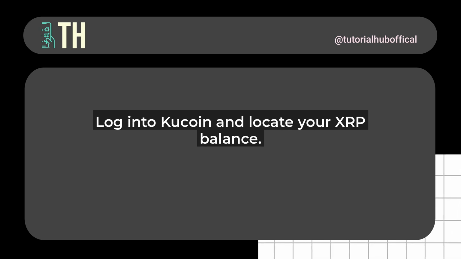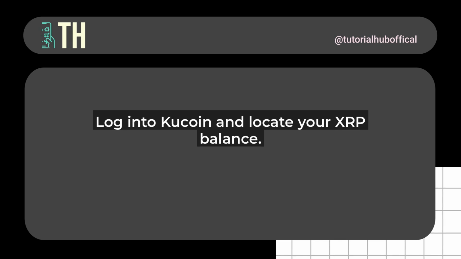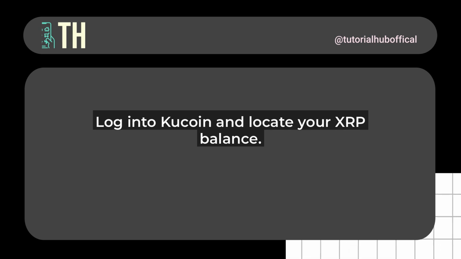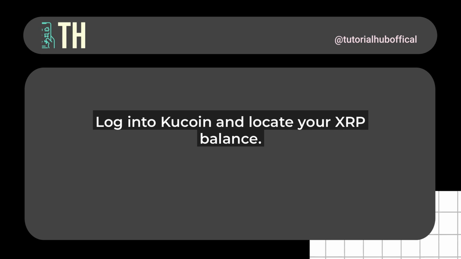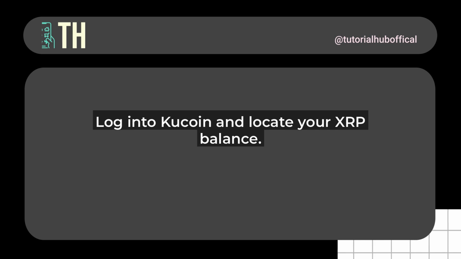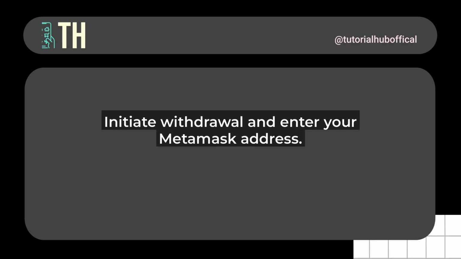Step 2. Click on Withdraw next to your XRP. You'll be prompted to enter the recipient address. This is where things get tricky. Copy your Metamask wallet address from the Metamask extension. If you're using wrapped XRP, ensure it's the Ethereum address. Paste it in, and select the XRP network for the withdrawal. Enter the amount you want to send, and review the details carefully to avoid errors.